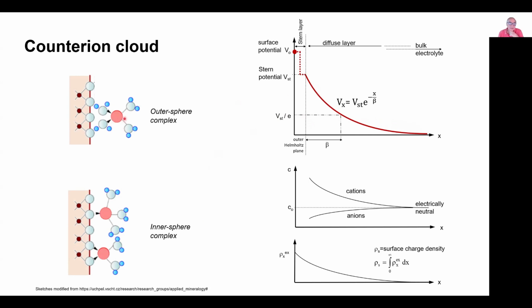Because some of the counterions were hydrated, but were not kicked out completely out of the surface. There was one water molecule in between them. This is a water molecule, and this is called an outer sphere complex. And even more, some counterions were hydrated on one side, but were still bonded to the surface on the other side, forming an inner sphere complex.